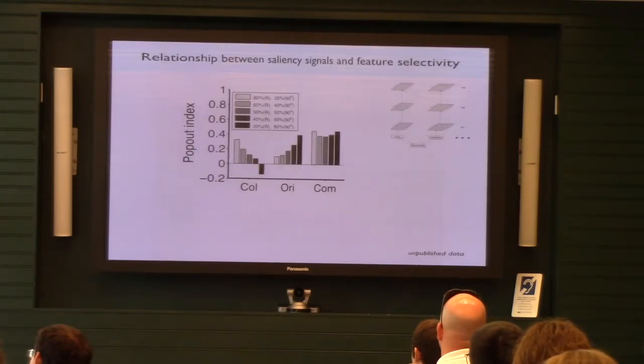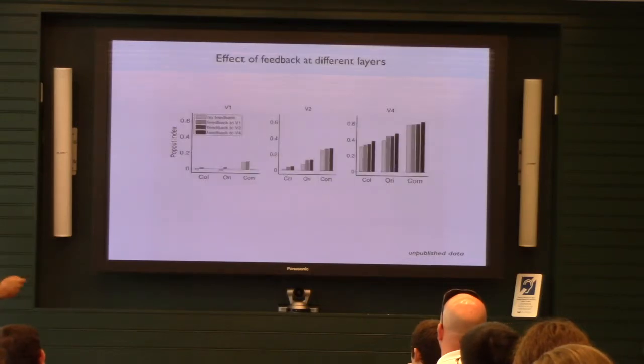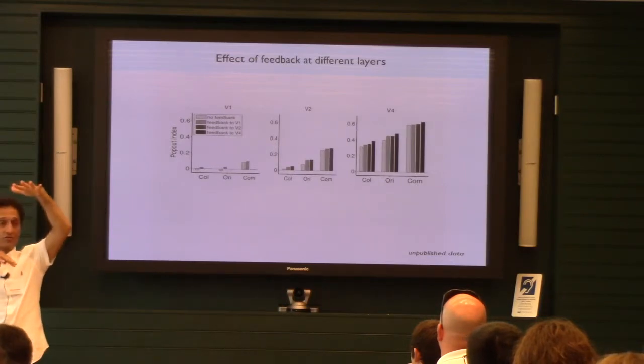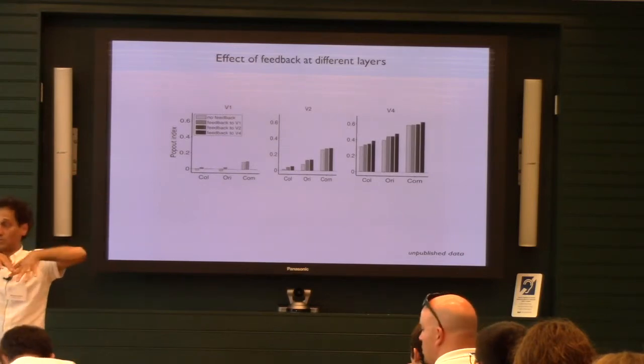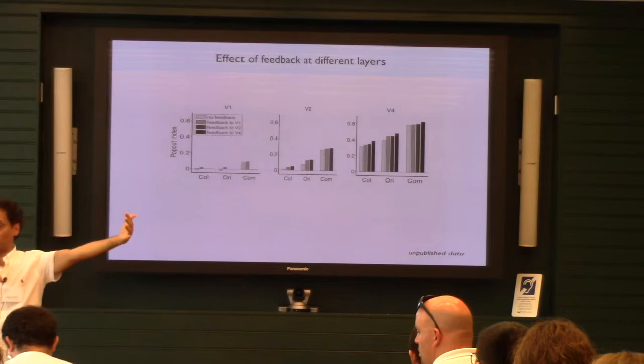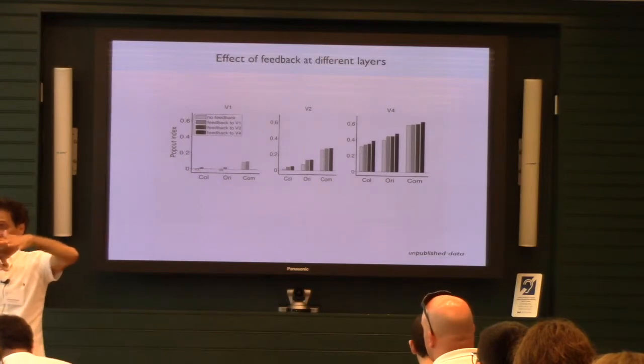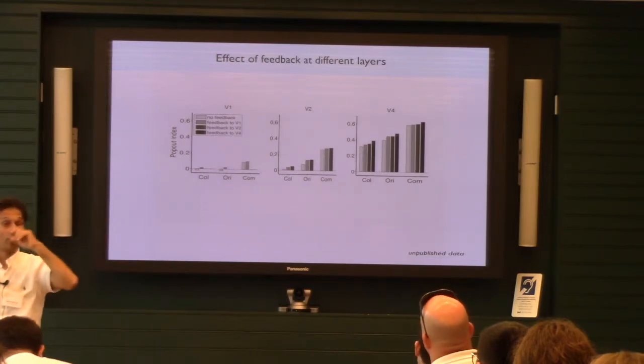Nobody has tested that, by the way. And this is not really important. And then you can also test one more thing easily with this model, which is if you have this layer of neurons, and on top of that you have the saliency map, and send feedback to them, you can ask the question, where should you send your feedback? Should you send it to V1, to V2, to V4? Okay? And where is more useful?